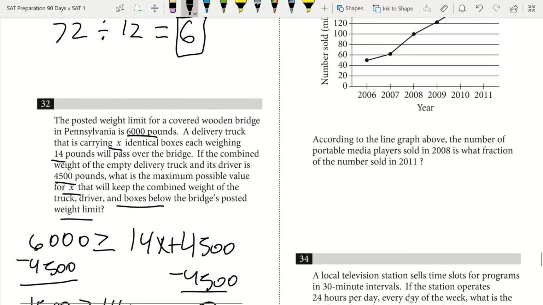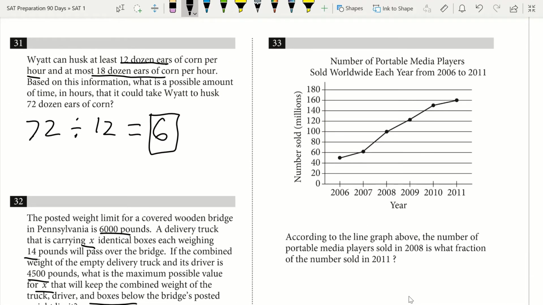All right, question 33. I have a graph. According to the line graph, the number of portable media players sold in 2008 is what fraction of the number sold in 2011? Well, in 2008, I have 100, and in 2011, I see that I've got, pretend that's a straight line, I've got 160.